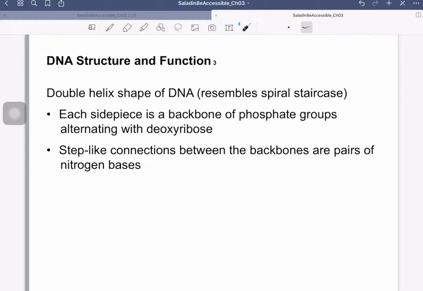Now, often you hear the shape of DNA described as a double helix, sort of like a spiral staircase. And part of that we refer to as the backbone. The backbone is the phosphate groups with alternating deoxyribose. And the steps, if you want to think of the steps that make up the spiral staircase, would actually be the ring-like structures. So either a purine or pyrimidine would be part of that.